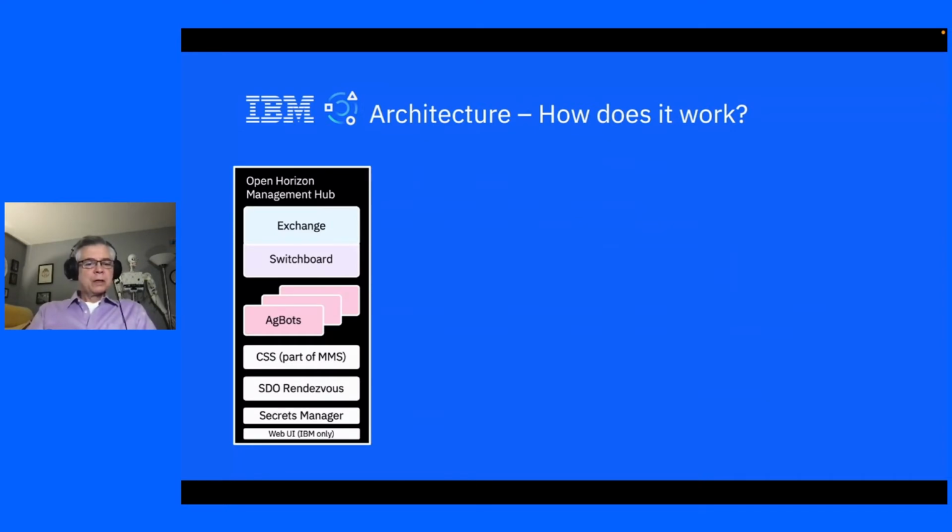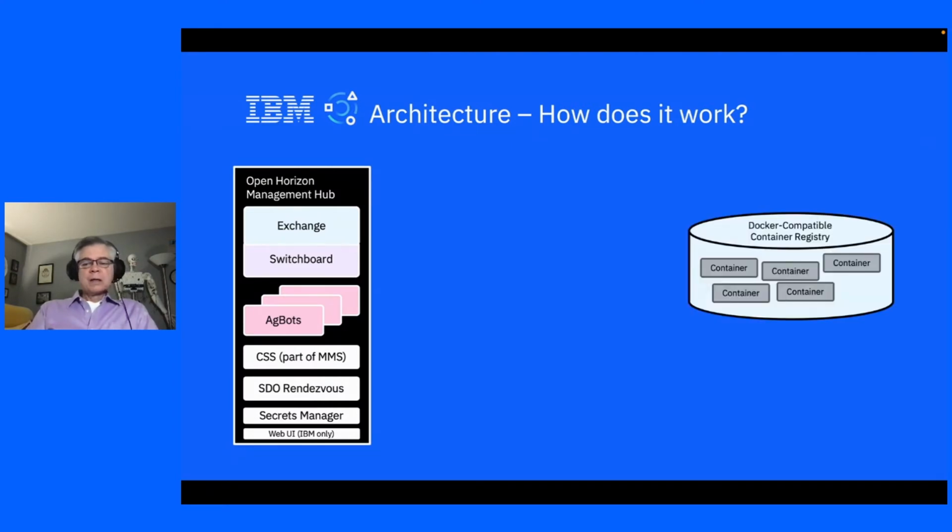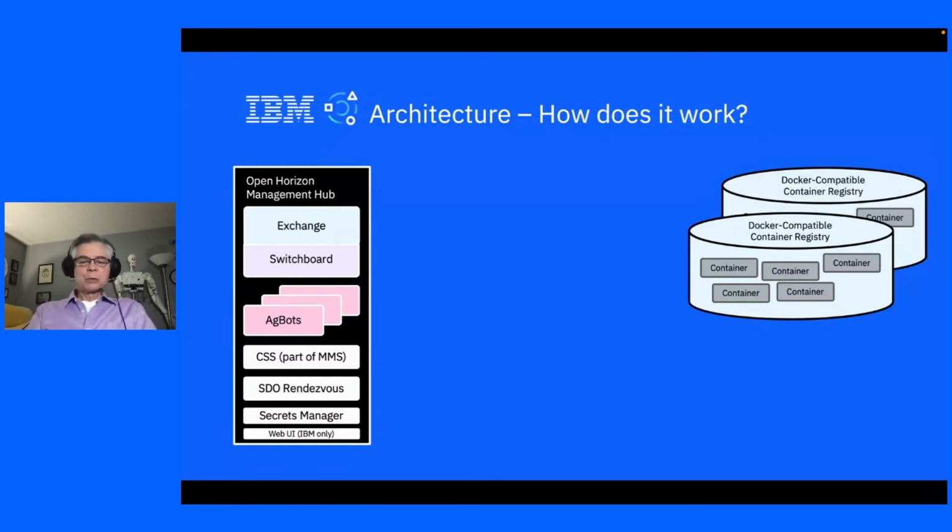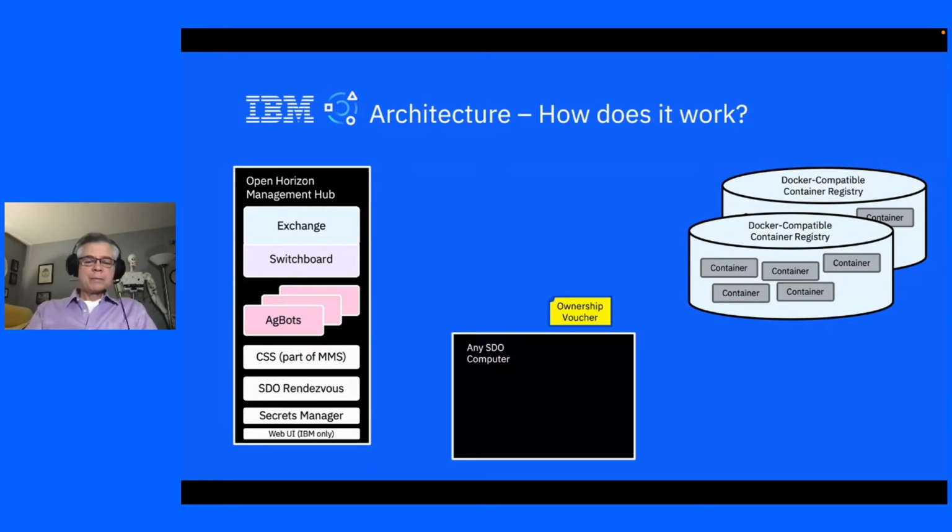So here's the Management Hub, and I'm calling it the Open Horizon Management Hub here, but it really is the IBM Edge Application Manager Management Hub, because at the bottom I have the web UI that is provided only in the IBM version. And of course, you need some Docker compatible container registries to put your containerized software into, and you can have multiple of those. Each individual container that you publish can be in its own unique registry, if you like. And then you need some edge computers.